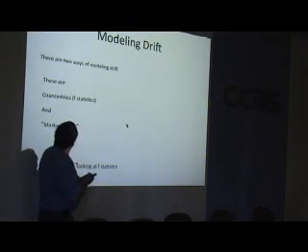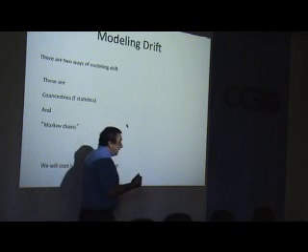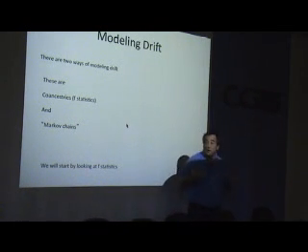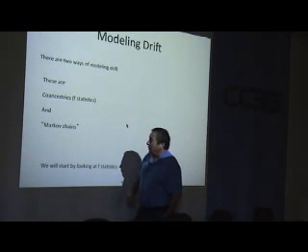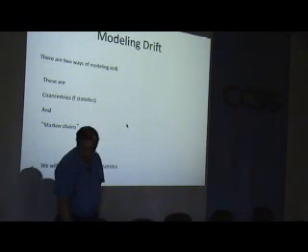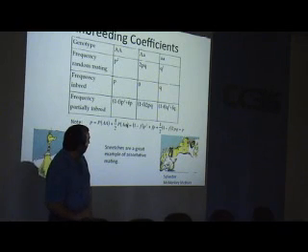Okay, so basically if we're going to model genetic drift, there's two approaches which we'll see. There's F statistics and Markov chains. And let's start with F statistics.